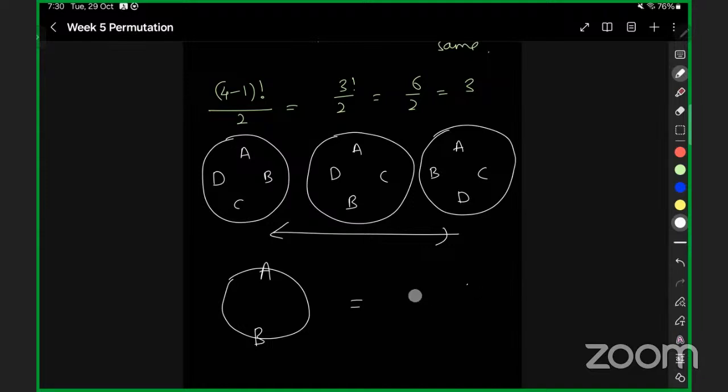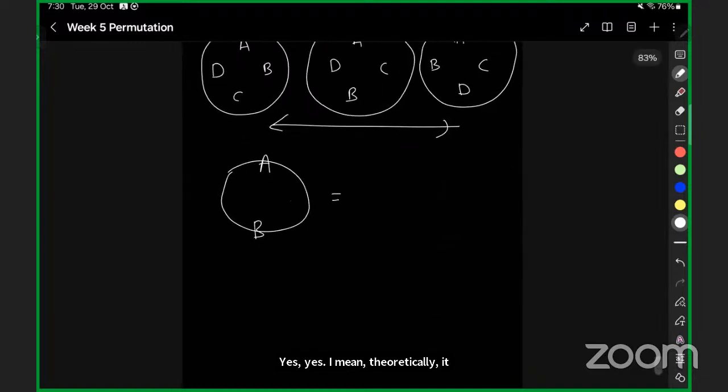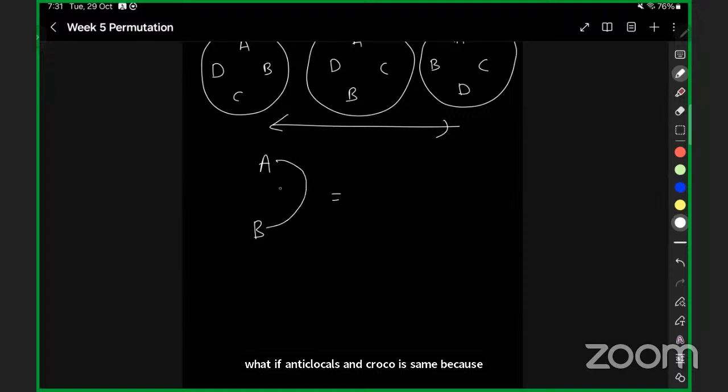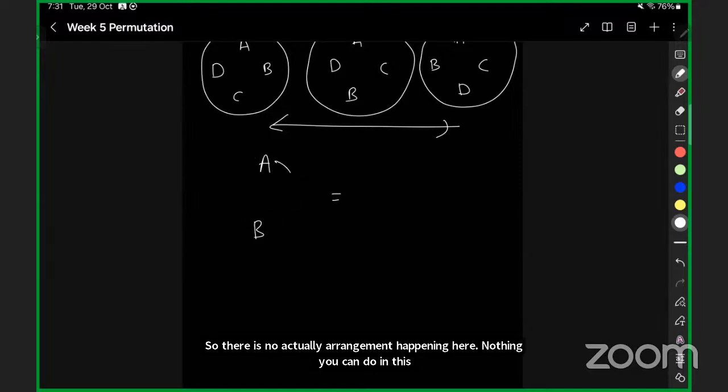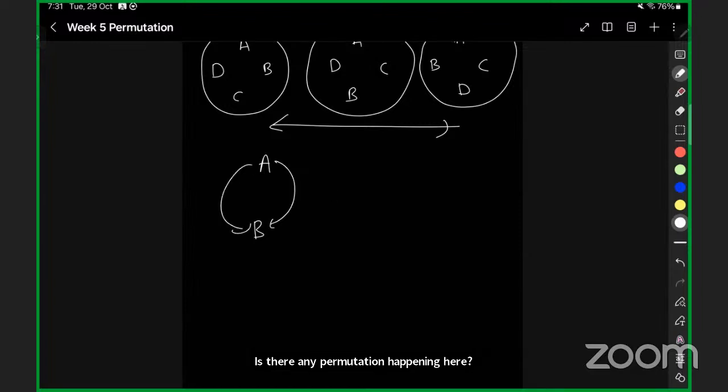Yes, I mean, theoretically it doesn't make sense, but we don't need to use it here. So we will never have this kind of condition. What if anti-clockwise and clockwise are the same, because it's already the same thing, right? I mean, you put A B or B A or whatever, so there is no actual arrangement happening here. Nothing you can do in this. Is there any permutation happening here? Is there any different kind of thing happening here?